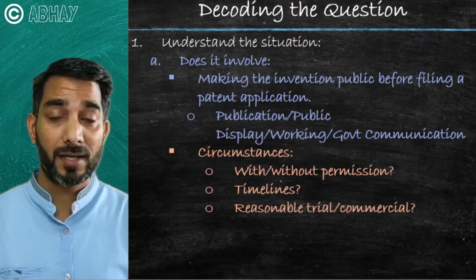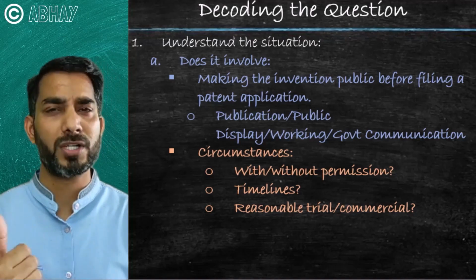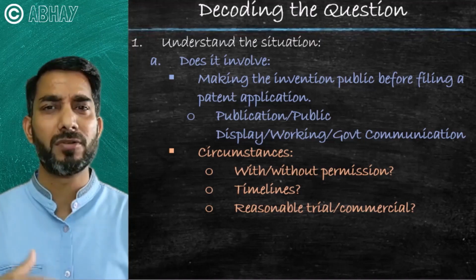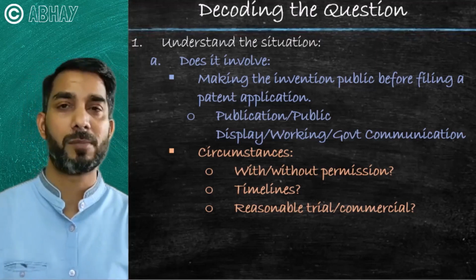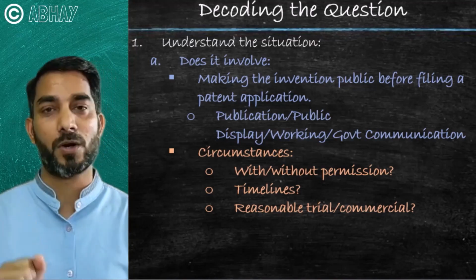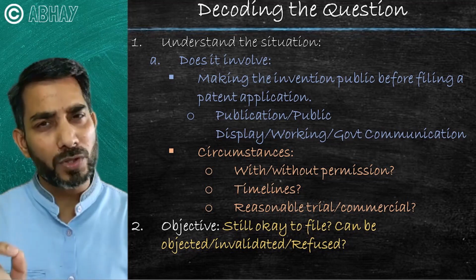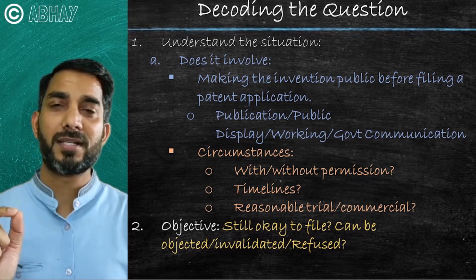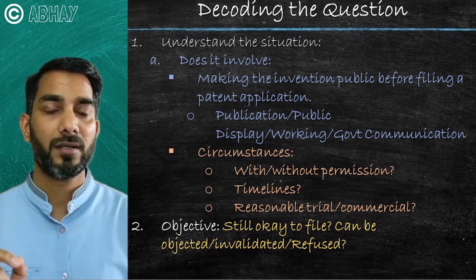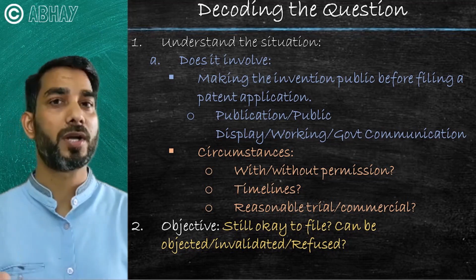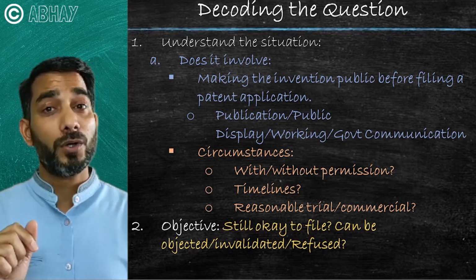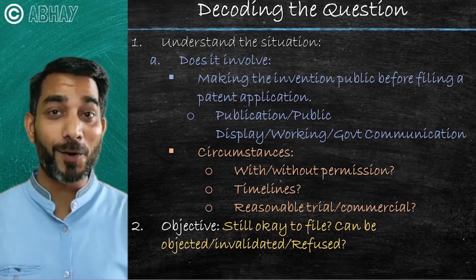What circumstances led to these actions? Was it with or without consent? What are the timelines for such actions that have taken place? And was the working of your invention for reasonable trial or commercial purpose? Finally, with all these said and done, what is the objective of your client? Most of the time, the objective is to see whether it is still okay to file an application, or is my application in good health from any invalidation attacks? So this is how we decoded the entire question to gather all the information we wanted to gather. So the next step is to provide your advice or draft your answer.